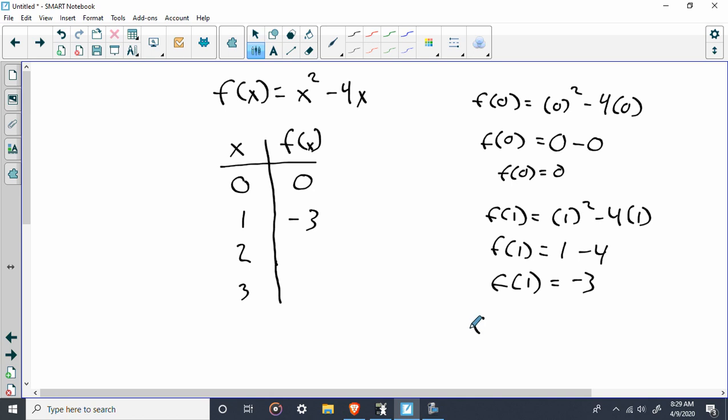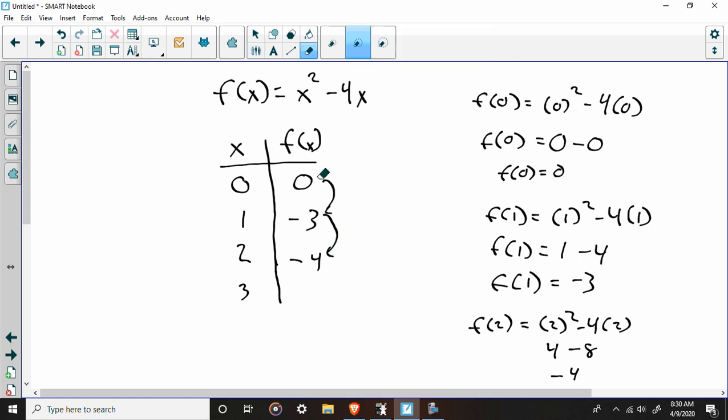So if I plug in 2, this will be 2 squared minus 4 times 2. Well, 2 squared is 4, and negative 4 times 2 is going to be negative 8. So 4 minus 8 is going to be negative 4. So if you watch what happened, the first one went down by 3. This one only went down by 1, right? So it's actually slowing down. Okay, we'll talk about what that means from a graphing standpoint. But let's go ahead and plug in 3 as well.